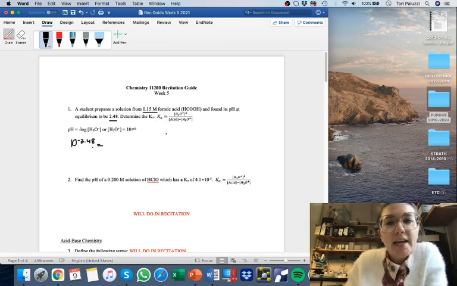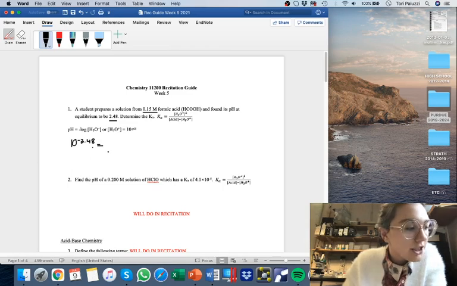If I'm going to determine the Ka value, I need to know the concentration of the H3O plus ion, or hydronium ion, because I already know the concentration of my acid. So if I take the pH, 2.48, and raise 10 to the power of negative pH, I can get my hydronium ion concentration. In this case, I'm going to get 0.0033. That's going to be my concentration of my hydronium ion.